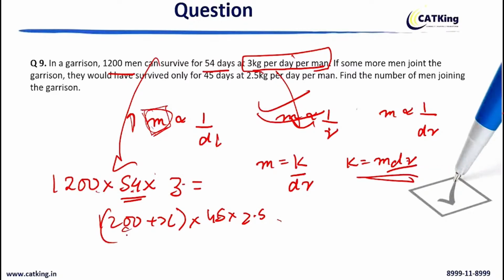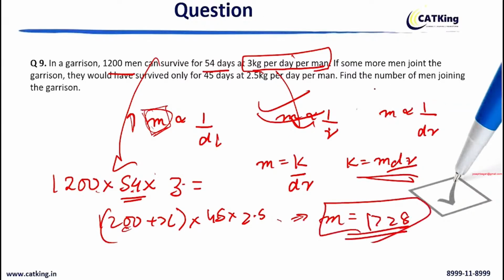Correct. Let me quickly solve this. This will be 1200 into 45, so this becomes 1200 into 9. So this becomes 45x, correct? And 45x plus 1200 into 9, and this will be 3 and 2.5. So the value of M that I will get from here is, I think, 1728, if I am not wrong. Yeah, 1728. So what is the question? Number of men joining the garrison. 1200 were there, 528 more joined. The answer became 1728. Correct? Let's move to the next question.